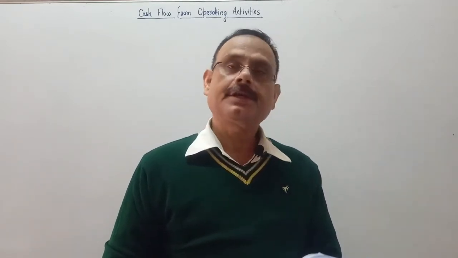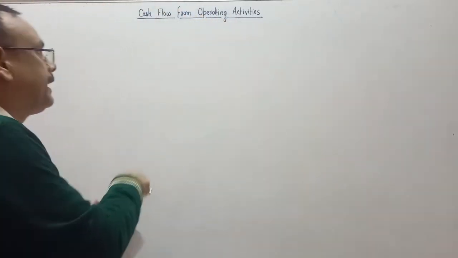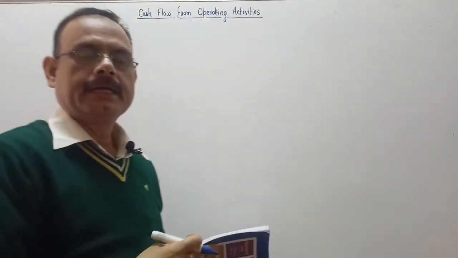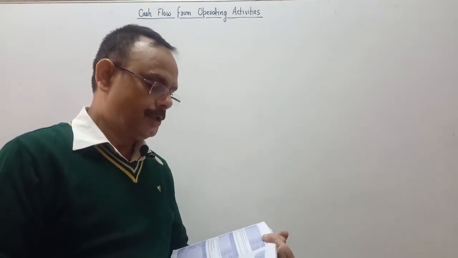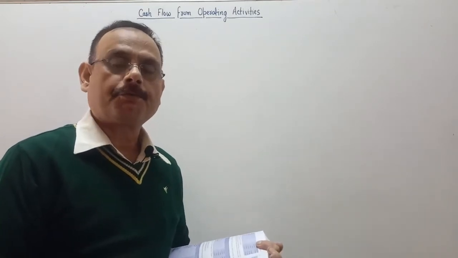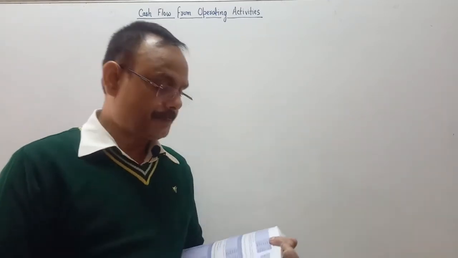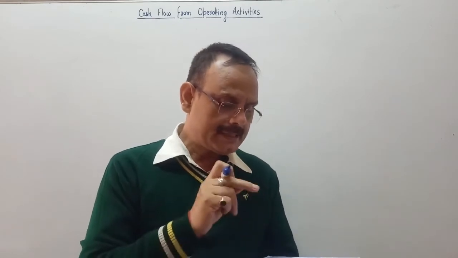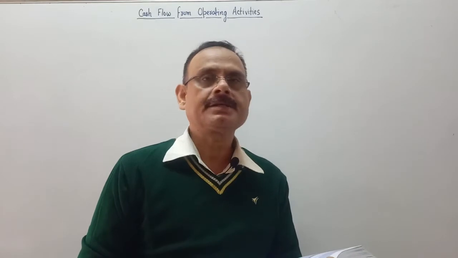So we will start with the calculation of cash flow from operating activities. Give the heading: calculation of cash flow from operating activities. This will start with the net profit before tax and extraordinary items. So see note number 1, in reserve and surplus, where profit and loss is given.